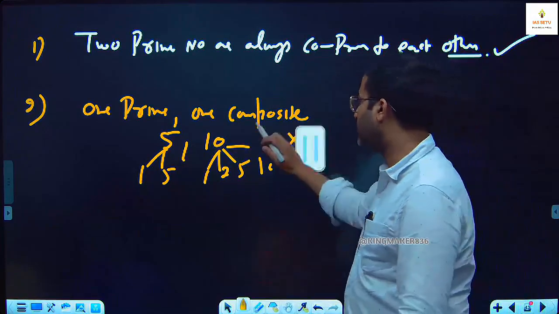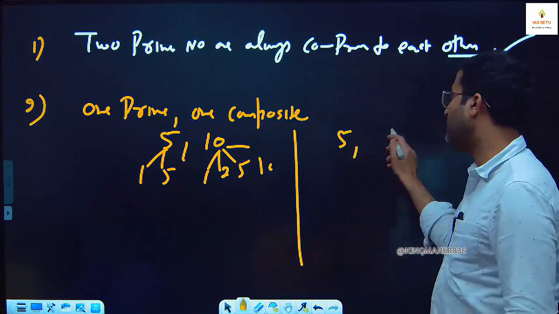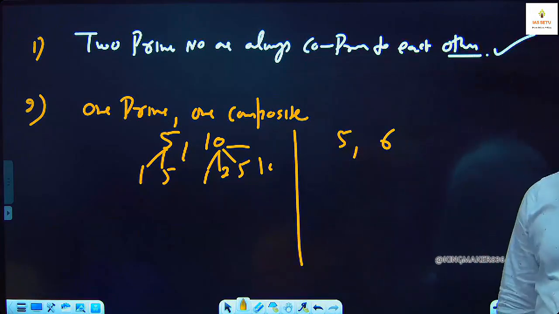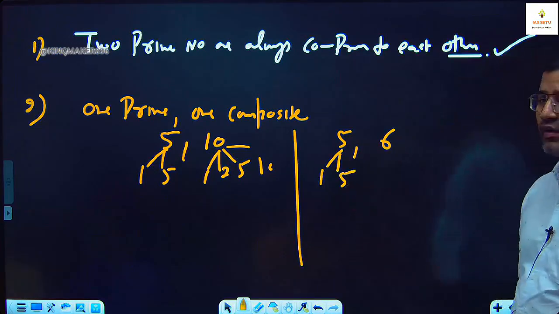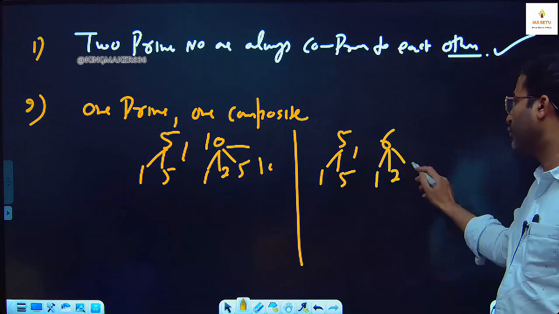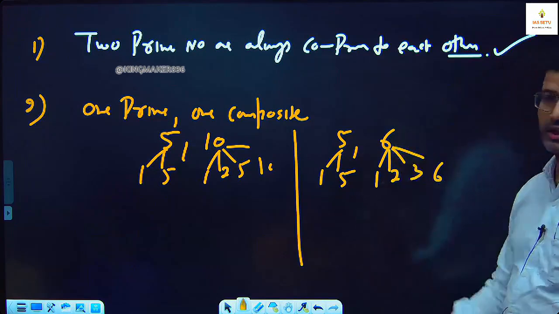But इसी में अगर एक एग्जांपल ले लो, 5 and 6. 5 is prime, 6 is composite. What are the factors of 5? 1 and 5. What are the factors of 6? 1, 2, 3, 6. These are co-prime.